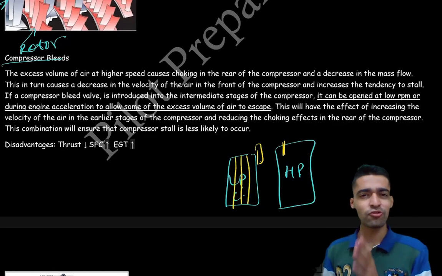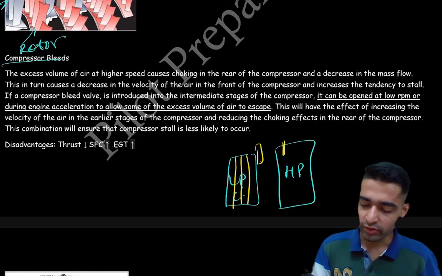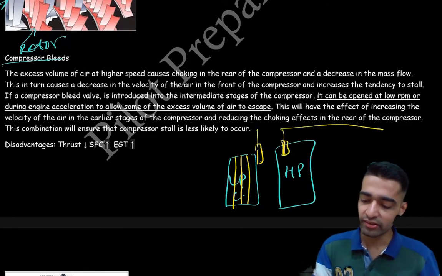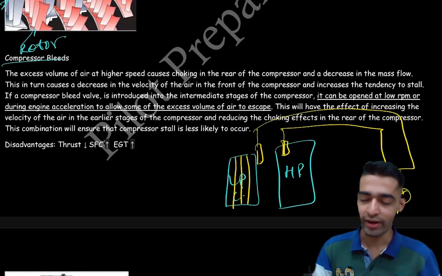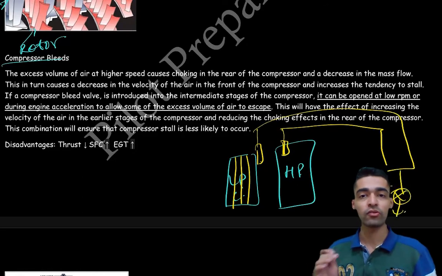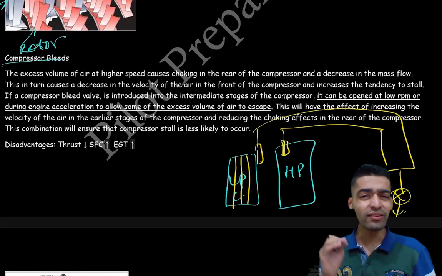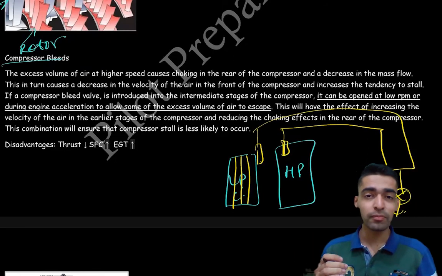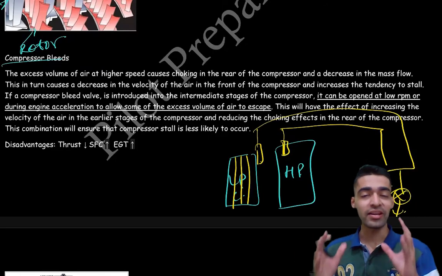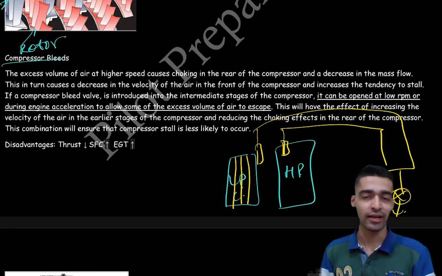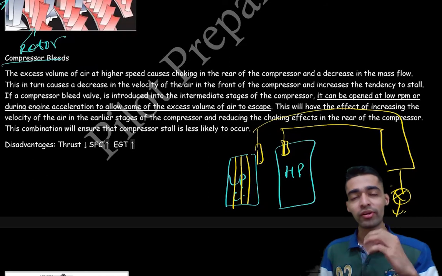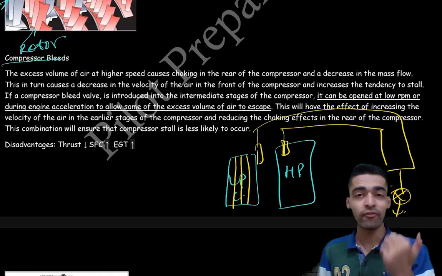So after stage 5 or stage 6 of the low pressure compressor, we have compressor bleed 1, and there is bleed 2 also. So these two bleeds join together later on, and then they are provided as a single bleed source. So what are these bleeds? These compressor bleeds are nothing but high pressure air. And this high pressure air also has high temperature. As we discussed, high pressure also increases the temperature and decreases the velocity.